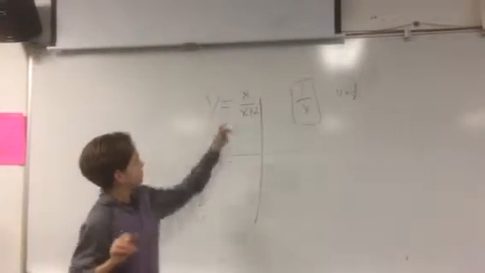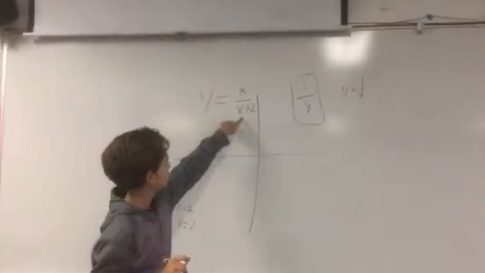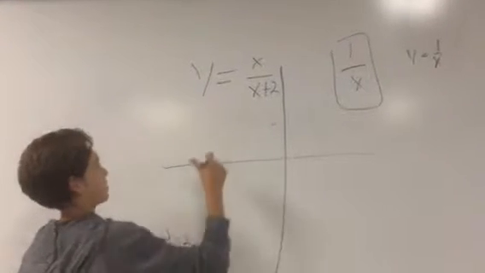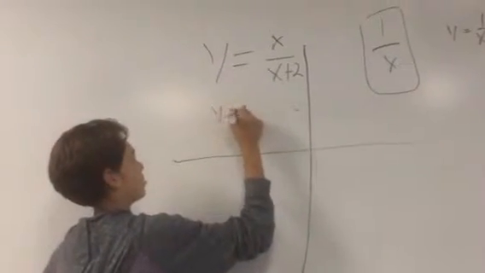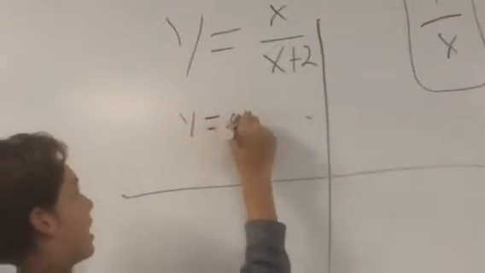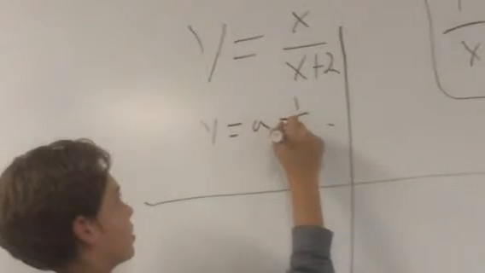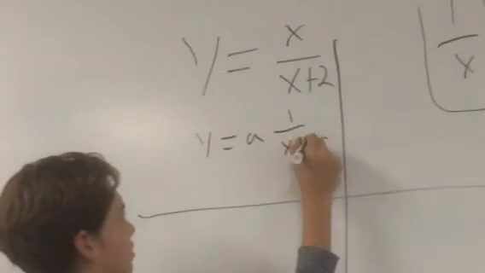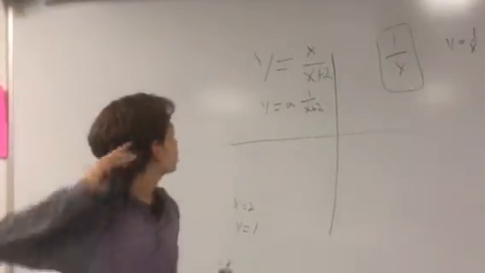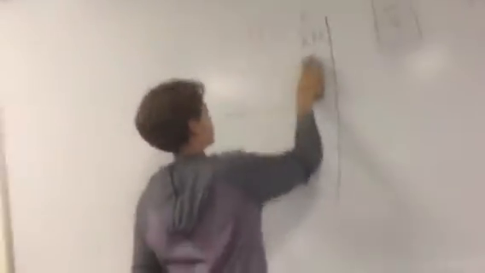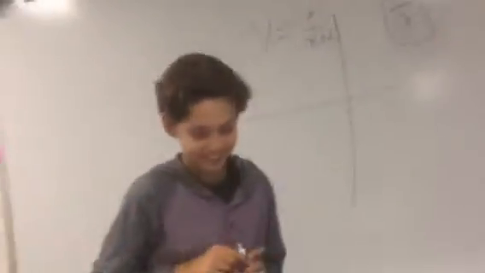And so this equation is basically the same as saying y equals a over 1, or 1 over x plus 2. Okay, so I'm going to do a quick sketch of the graph right here.